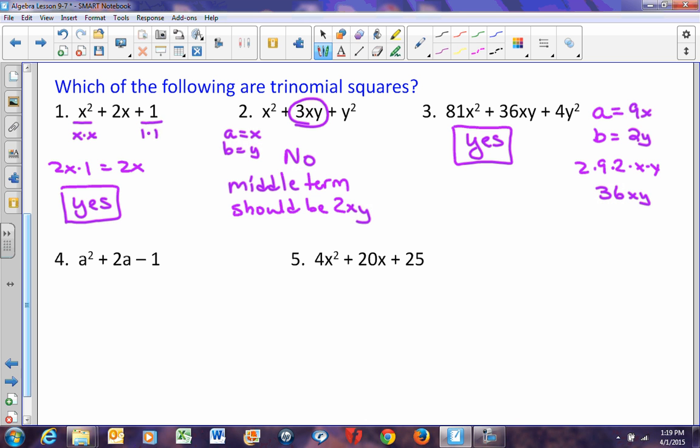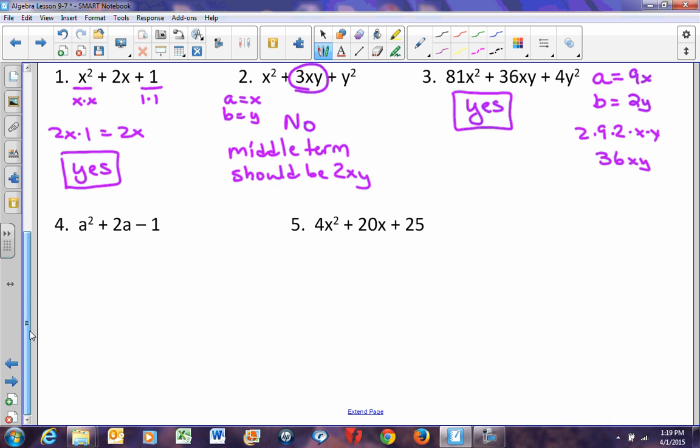Let's look at number 4. Is this a perfect square trinomial? Is my first term and last term a perfect square? Yes. However, there's a negative sign in front of my b squared term, so no, this is not a perfect square trinomial. Last term is negative. All right? You can't have a last term negative.